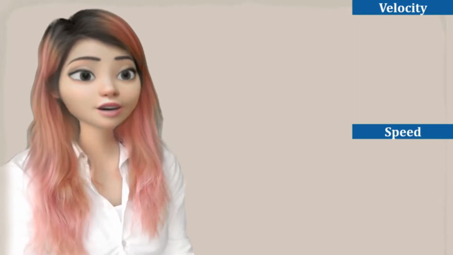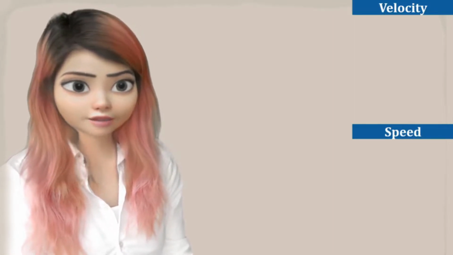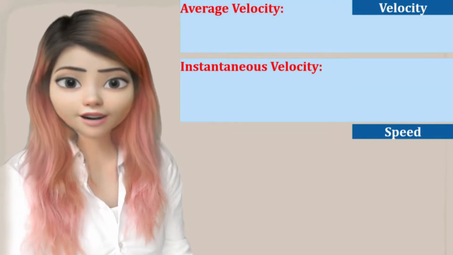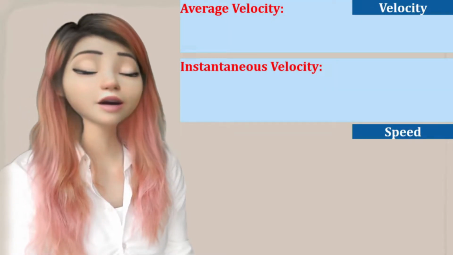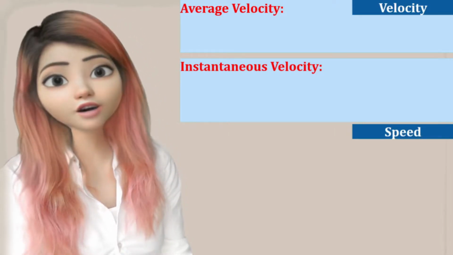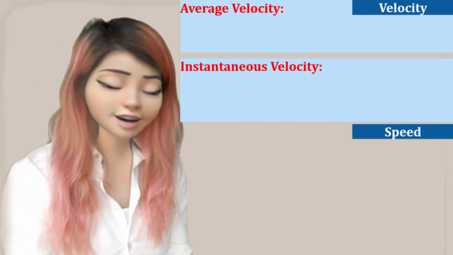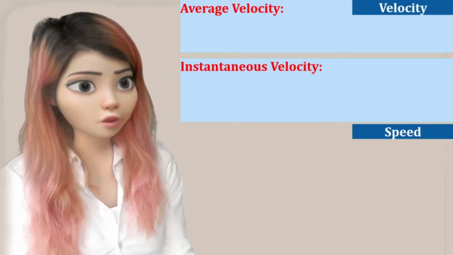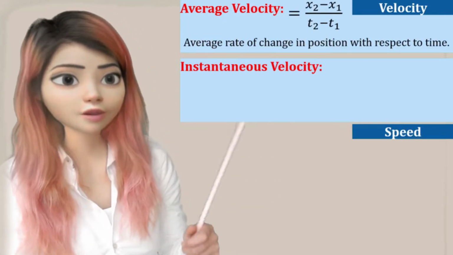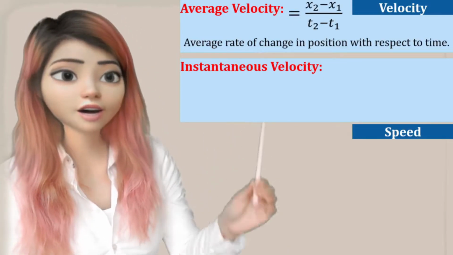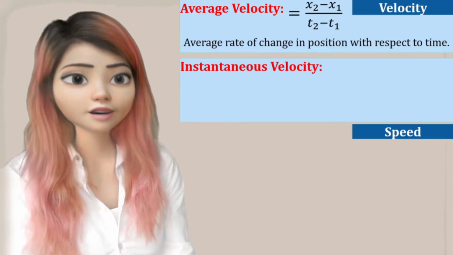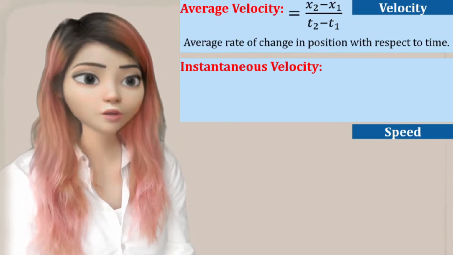Today we're going to look at velocity, speed and acceleration. When we look at velocity, we're going to look at two things, average and instantaneous. Remember that we've been going through the rate of change and we had a look at average rate of change and instantaneous rate of change. Do you remember the formulas for those two? Now the average rate of change with respect to time looks like that, x2 minus x1 over t2 minus t1. It is the average rate of change in position with respect to time.